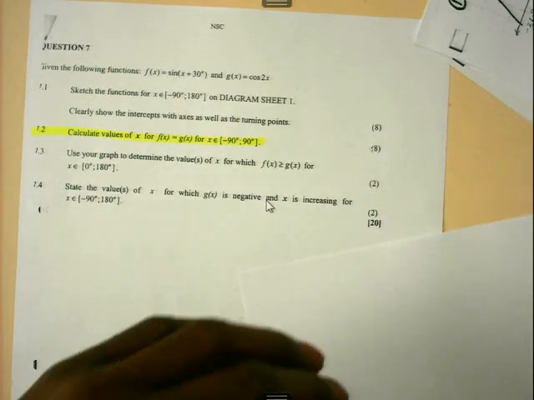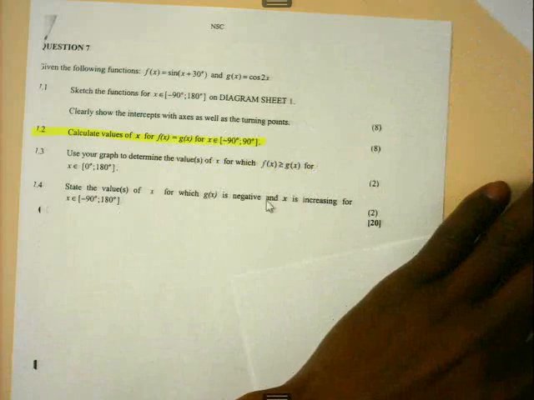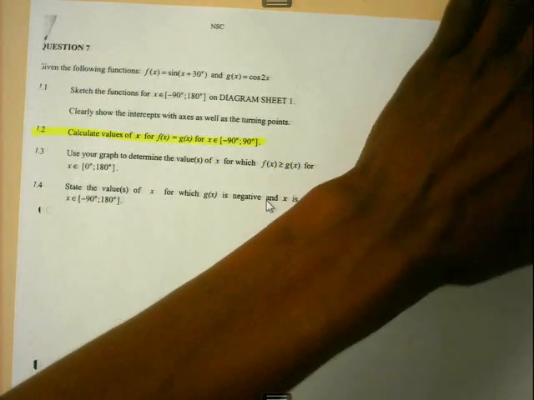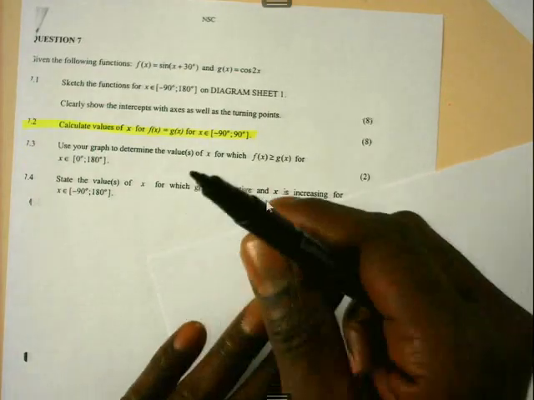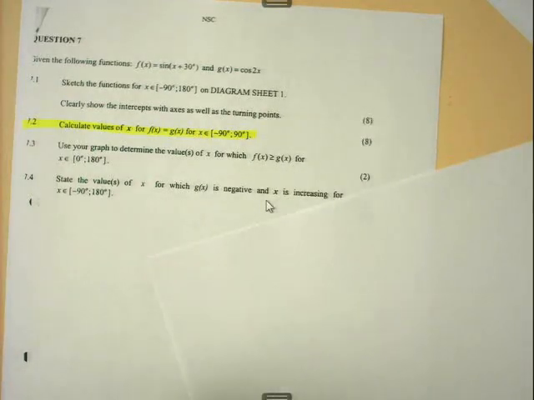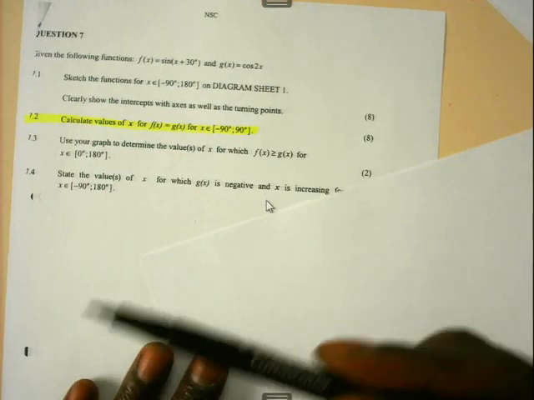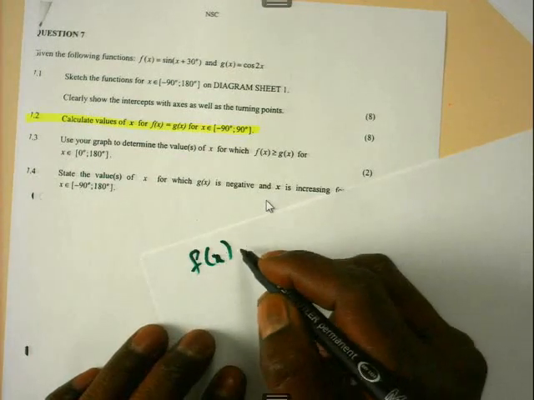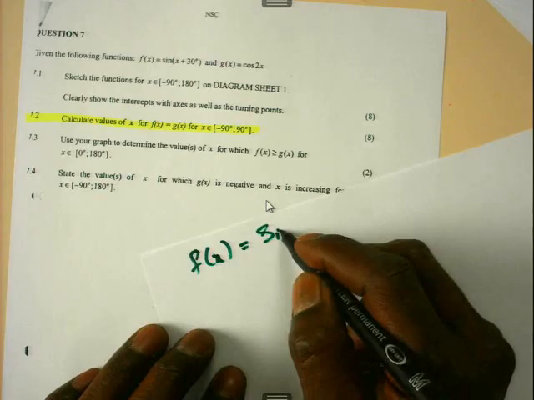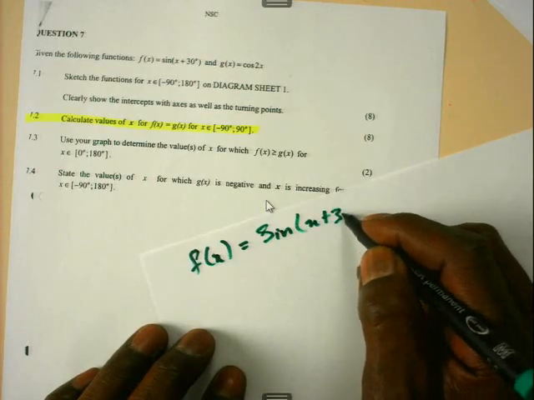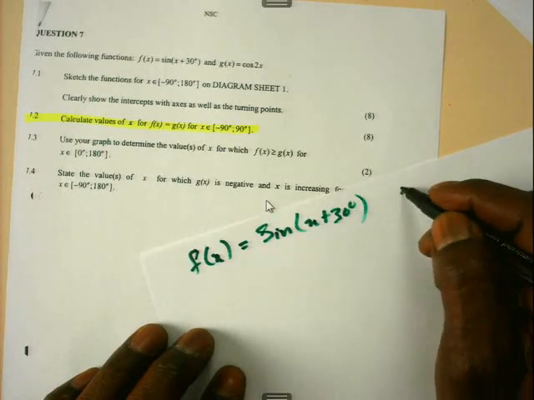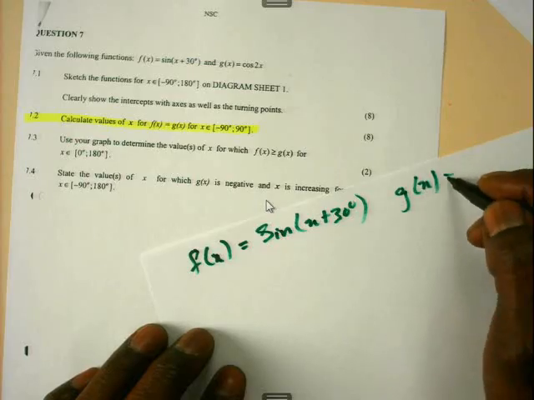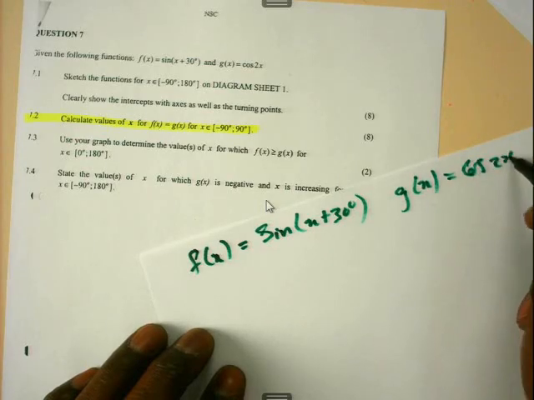One of the things that we are going to do is quickly learn how to draw the graph so that we have a picture of what we are talking about. We are going to draw the two graphs, one of f(x) = sin(x + 30°), and another one of g(x) = cos 2x.